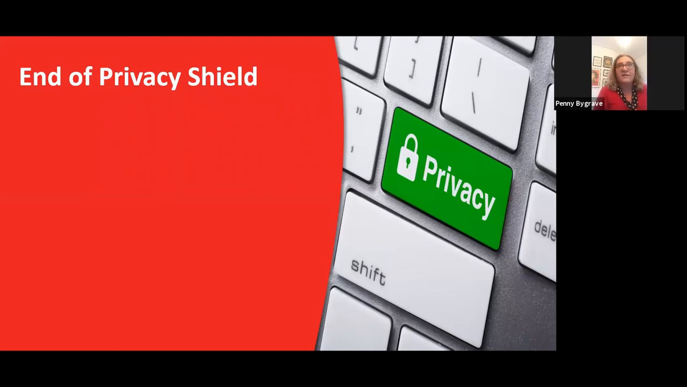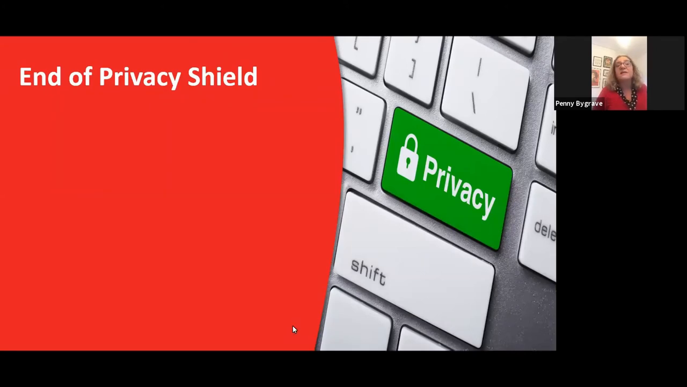The ECJ fortunately found that the standard contractual clauses were valid, but they struck down the Privacy Shield. They said the Privacy Shield did not provide sufficient protection. They looked at the rule of law in the states. They looked at access for the security agencies to communication. They said that there was not an effective and enforceable system for individual rights, and there was no effective administrative and judicial remedy available to EU data subjects if there was an issue with a data breach in the States.